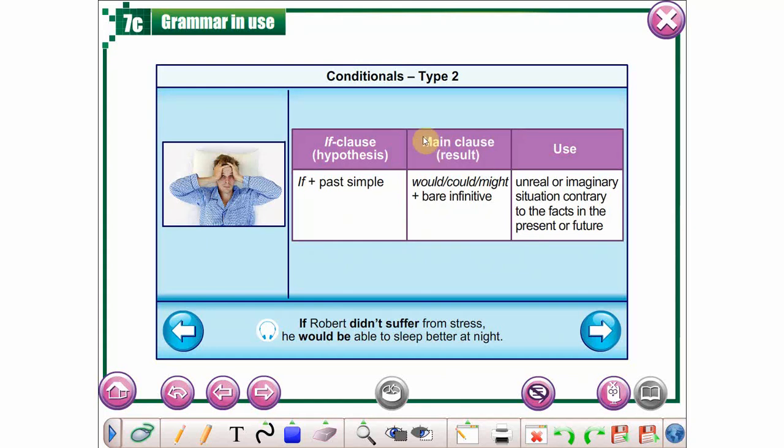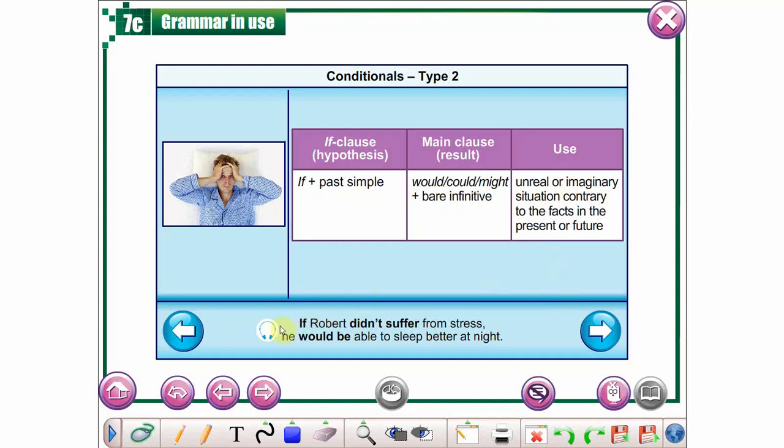Now type 2. In type 2, if is followed by past simple, but the main clause should contain would, for sure, or could or might, plus their infinitive. And we use this type to talk about unreal or imaginary situations.